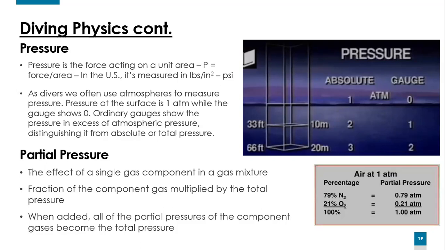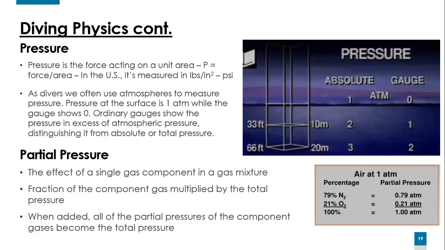You see from the chart here where your absolute pressure, 1 atmosphere, is at the surface where your gauge shows 0. So if you go down to 33 feet or 10 meters, that's where your absolute pressure is 2, where your gauge pressure would show 1, and so on and so on.